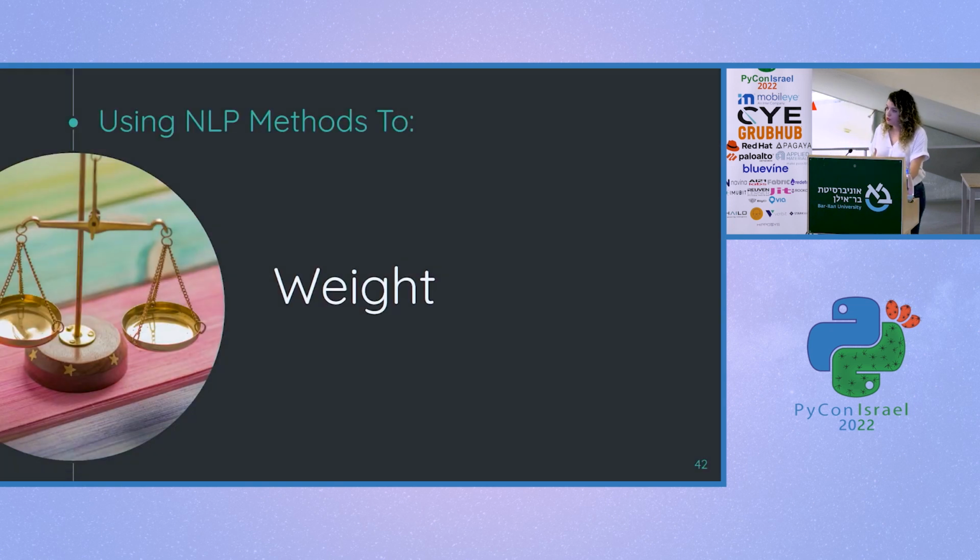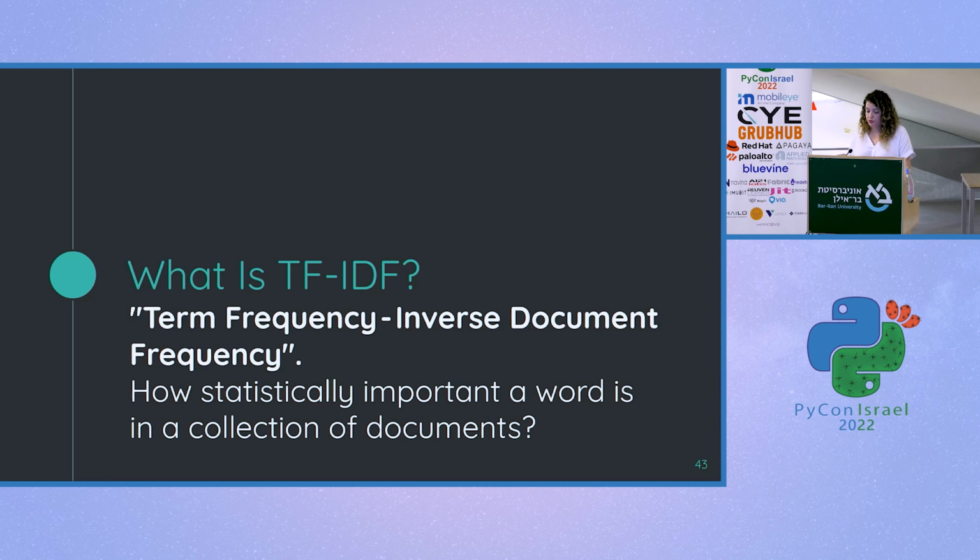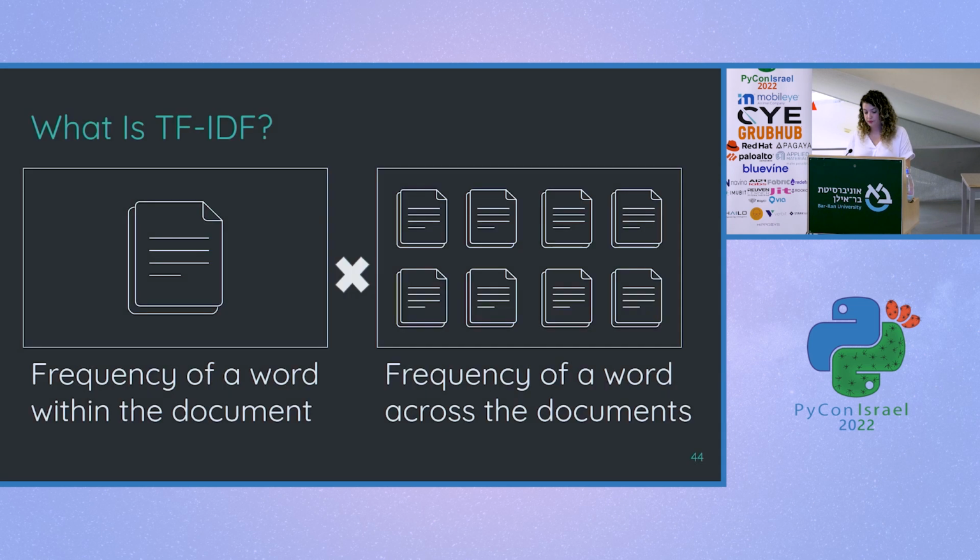But what we can do is use NLP methods in order to weight our events. In order to do that, we're going to use TF-IDF. TF-IDF is the term frequency inverse document frequency. It's how statistically important a word is in a collection of documents. So you have the frequency of a word within a document and the frequency of a word across documents. And TF-IDF is the multiplication of both.